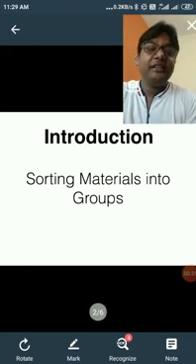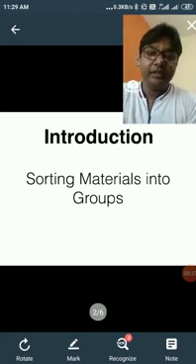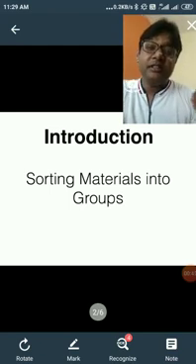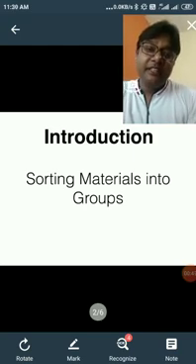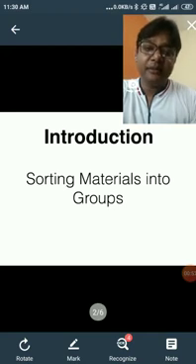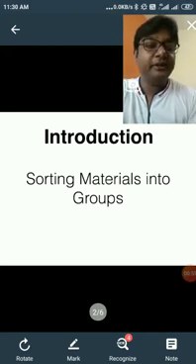As you all know, in your day-to-day life, you need to sort out materials on the basis of their utility, on the basis of their properties. So, according to our need, we are going to segregate the material. We are going to sort out the material.